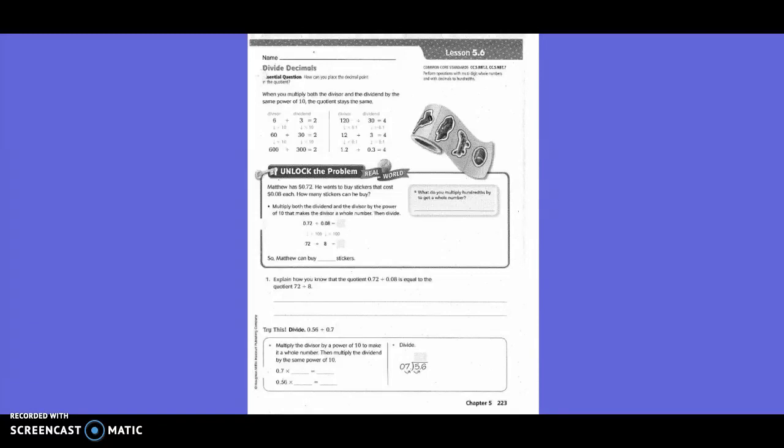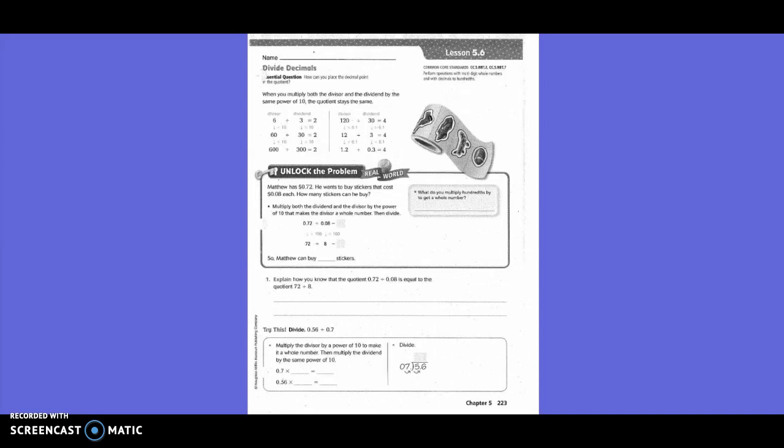Fifth grade, chapter 5, lesson 6, divide decimals. When you multiply both the divisor and the dividend by the same power of 10, the quotient stays the same. For example, 6 divided by 3 equals 2. 60 divided by 30 equals 2. 600 divided by 300 equals 2. Basically, the zeros are canceling each other out.